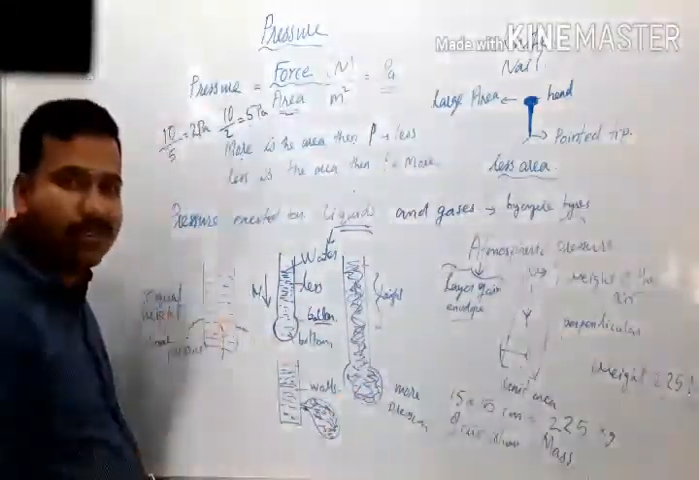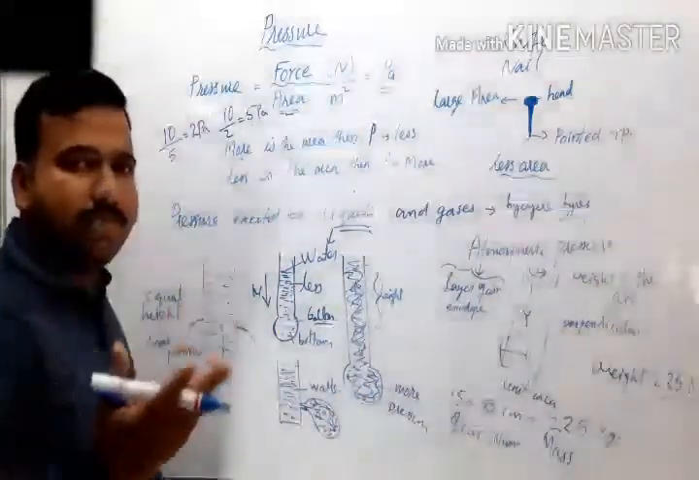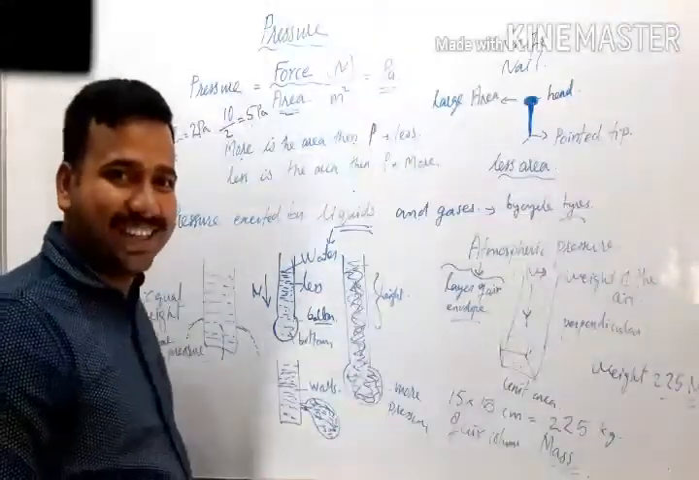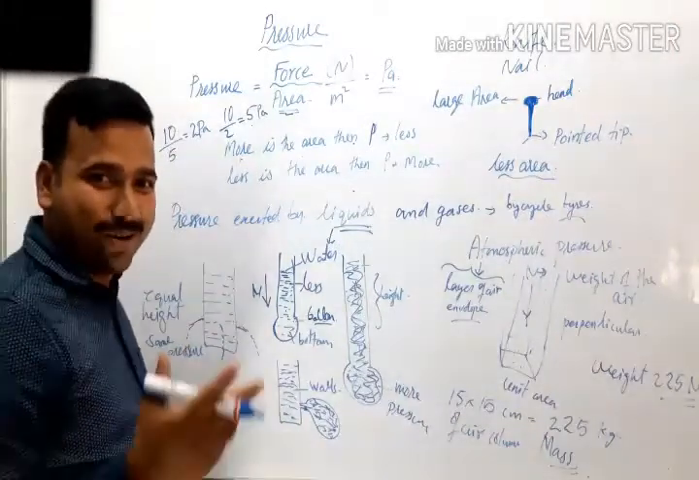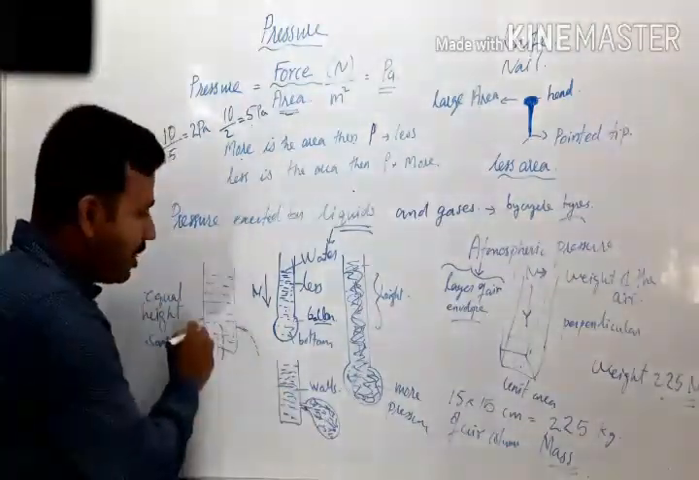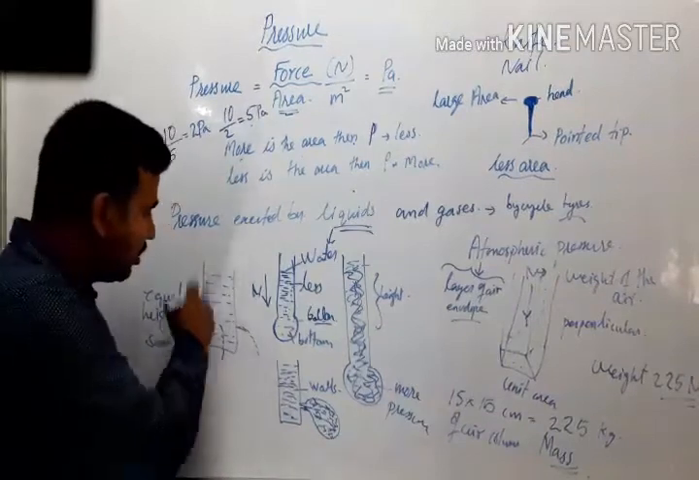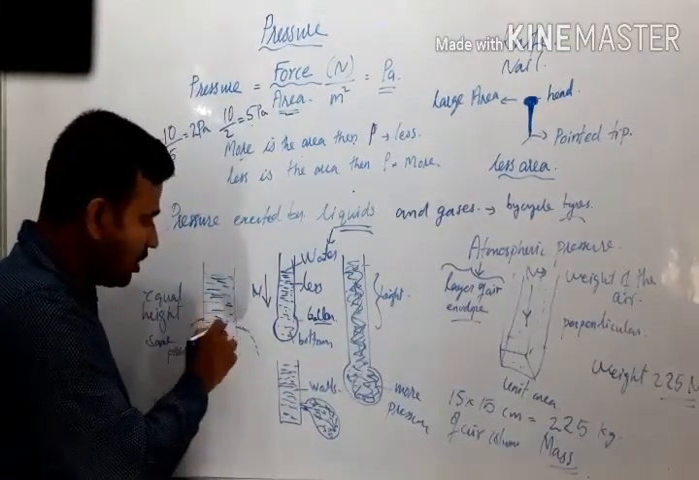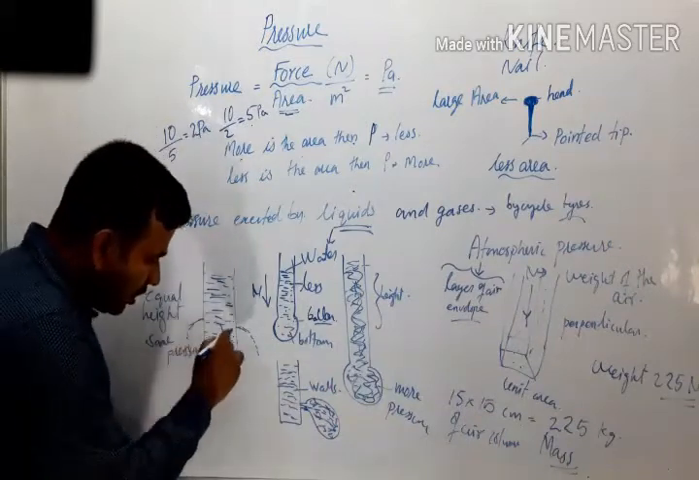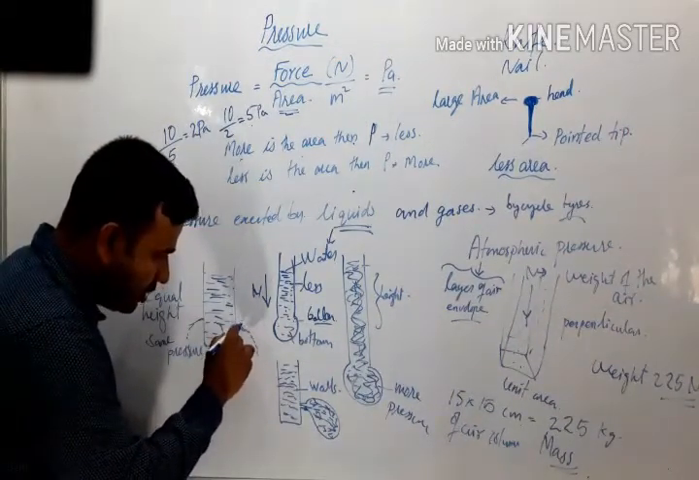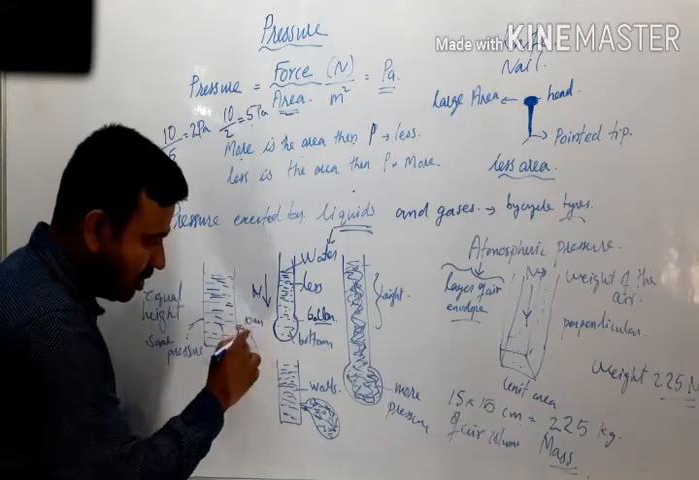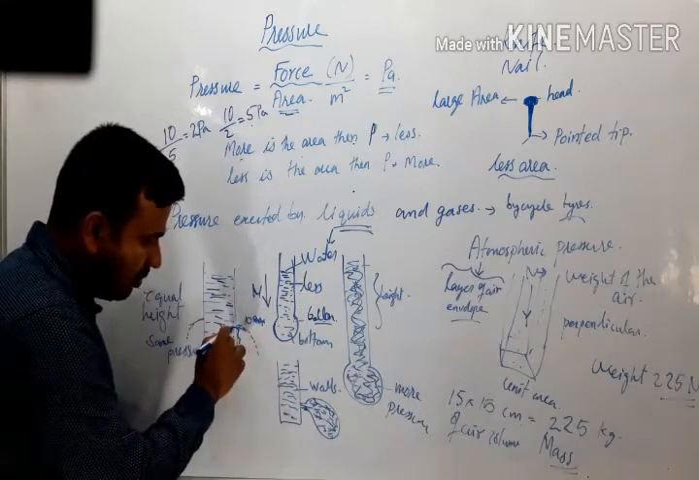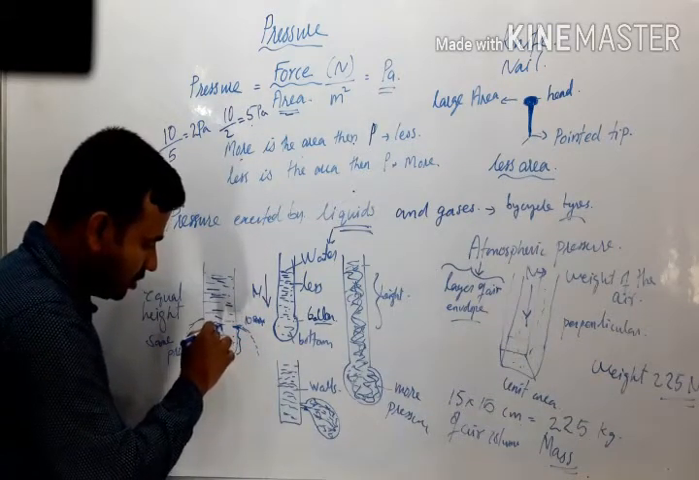So what about the sides? Suppose you take a simple plastic Pepsi bottle. Many Pepsi bottles will be at your home. I know that you are fond of drinking a lot of Pepsi, isn't it? So you take an empty Pepsi bottle and fill it with water. You can perform this activity at home. Fill it with water and mark a particular point, say at 10 centimeter height. At 10 centimeter height, you make 3 holes.